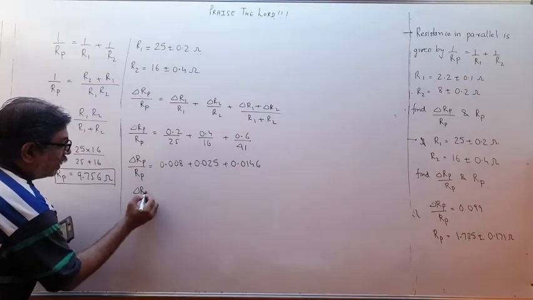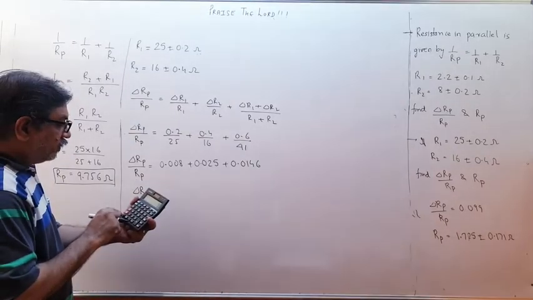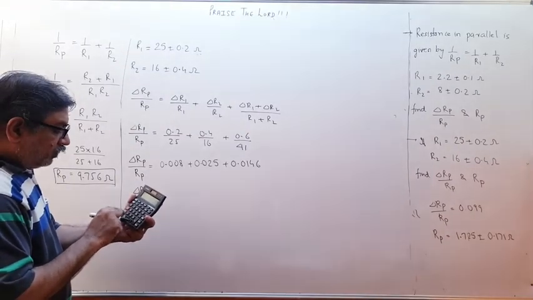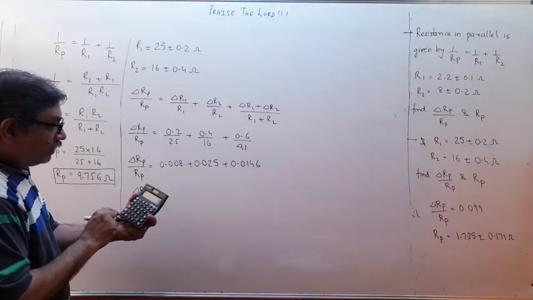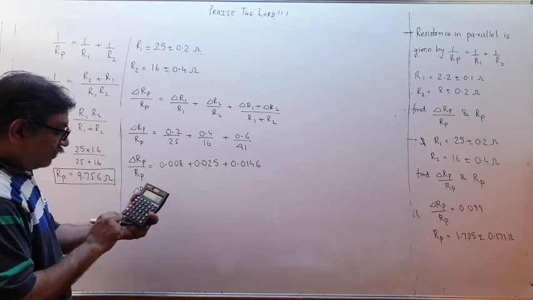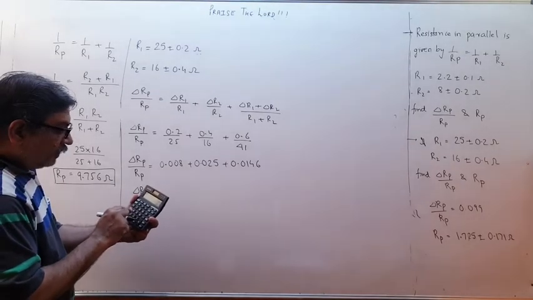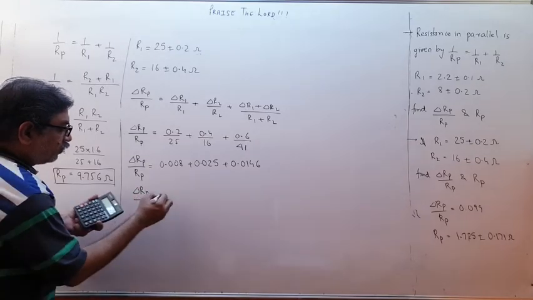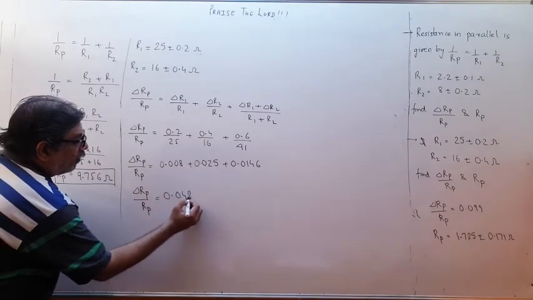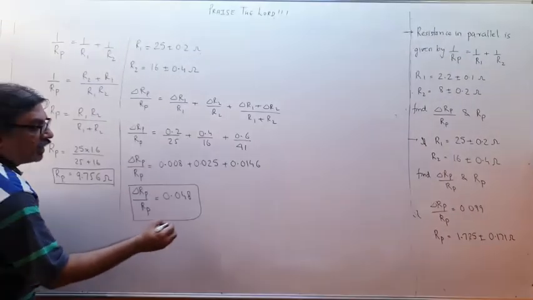So delta RP upon RP comes out to be 0.008 plus 0.025 plus 0.015. I take only up to 3 decimals, that is 0.048. This is the value of delta RP upon RP. So what will be delta RP if I want?